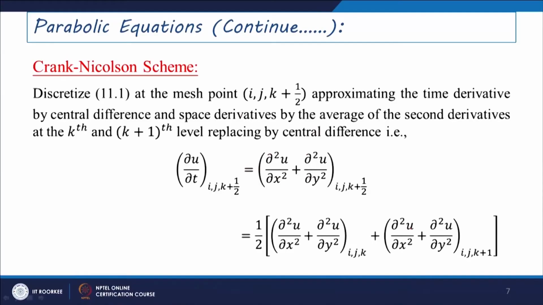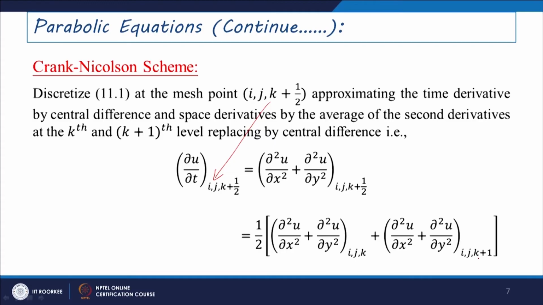Especially, if we write del u by del t at the grid point i j k plus half, this will give u at the k plus 1th level minus u at the kth level divided by 2 del t. And for the space coordinate at i j k plus half, we take the averages at the grid points i j k and i j k plus 1, so we can average the space derivatives in the x and y directions.